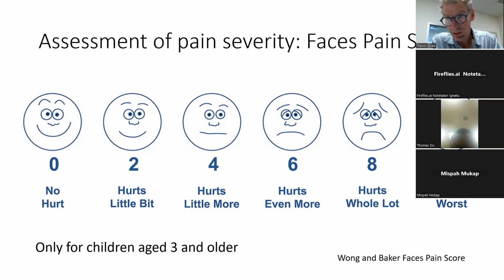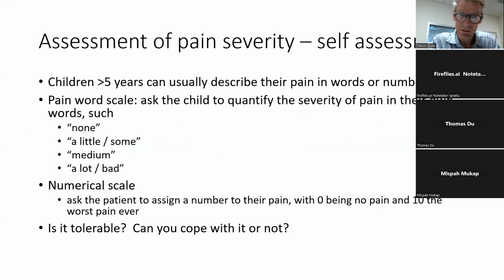The other way is to just assess their physiology, their behavior. Ask them yourself whether they've got pain, and how bad is it? Usually children over the age of 5 can describe their pain in words or numbers, on a pain scale of 1 to 10, for example. Older children can do that. Or you can just ask the child to quantify the severity of pain in their own words, like they've got no pain, or a little or some pain, or medium pain, or it's very bad. So you should try to assess the severity of their pain.